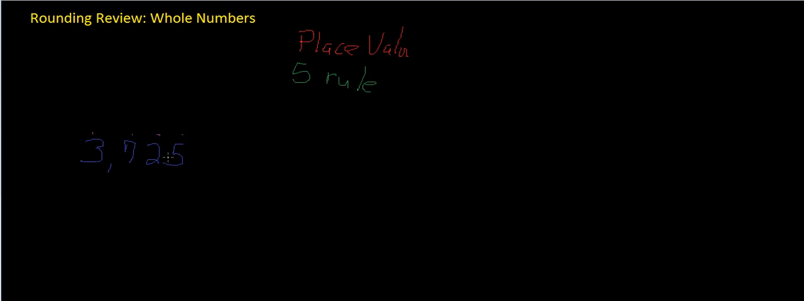Rule of 5: if the number is 5 or higher, you round up. If it's less than 5, you round down. So let's break this number down to each of its place values. If we were going to round this to the nearest 10, then we look at the 10, and then we look right next door. There is a 5 there, so because there's a 5, we're going to round up. So this number would be 3,730.